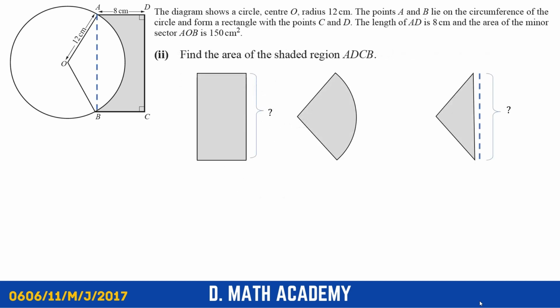Moving on, the question asks you to calculate the area of the shaded region ADCB. So I've broken down the shapes into 3 parts: a rectangle, a sector of a circle, as well as a triangle. Since we don't have DC's or AB's value, I put an unknown over there. So I have the area of the rectangle as 8 times unknown. As for the sector itself, as calculated earlier, it is 150 cm squared.